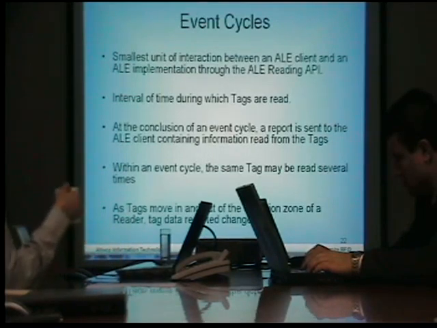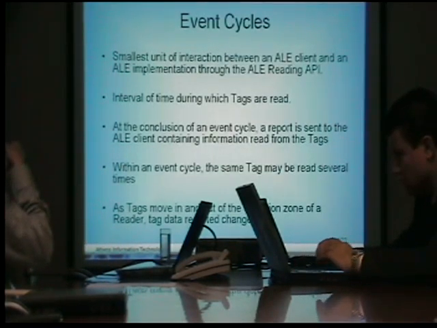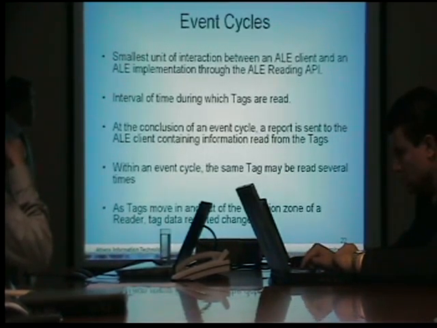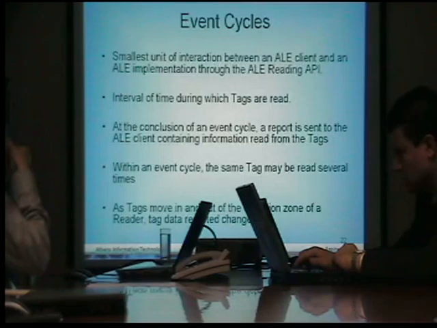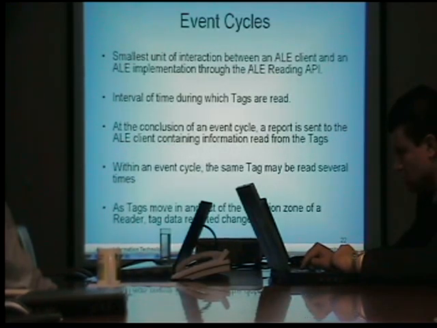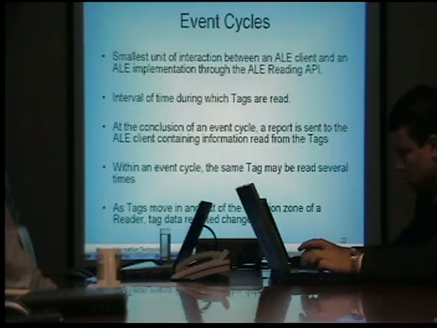The unit of interaction between the ILA client and the ILA implementation through the reading API. It's an interval of time during which tags are read. At the conclusion, as I mentioned, it sends a report to the client of what tags it has collected, and the client specifies beforehand what tags it needs. This helps the event cycle to see what kind of data it is going to reply back to the client.